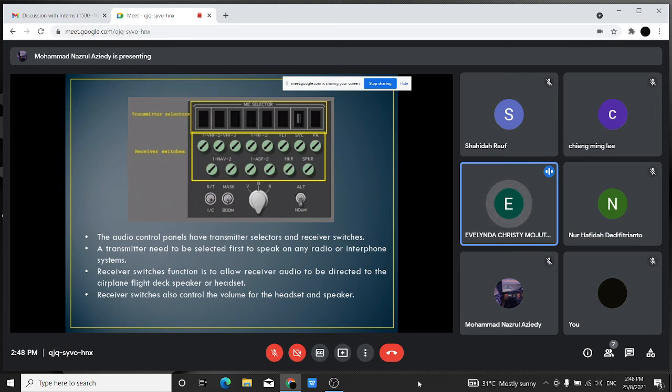The audio control panel has transmitter selectors and receiver switches. A transmitter needs to be selected first to speak on any radio or interphone. The receiver switches' function is to allow radio audio to be directed to the airplane flight deck speaker or headset. The receiver switches also control the volume of the headset and speaker.